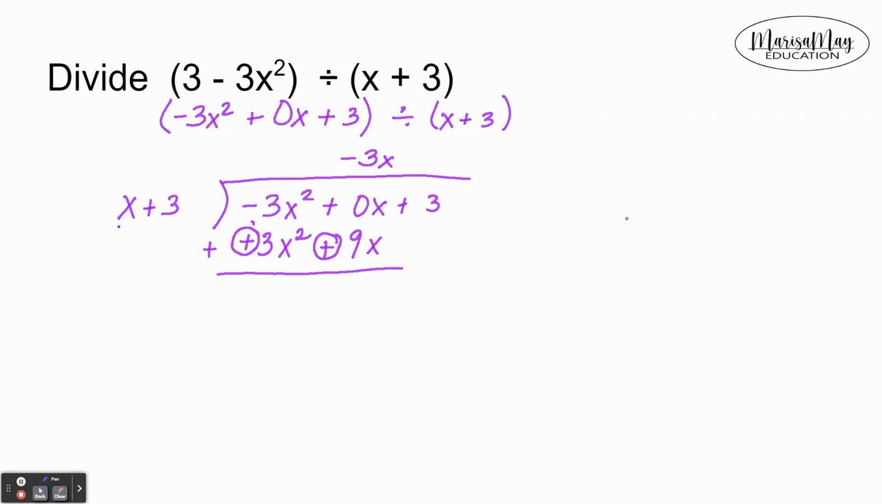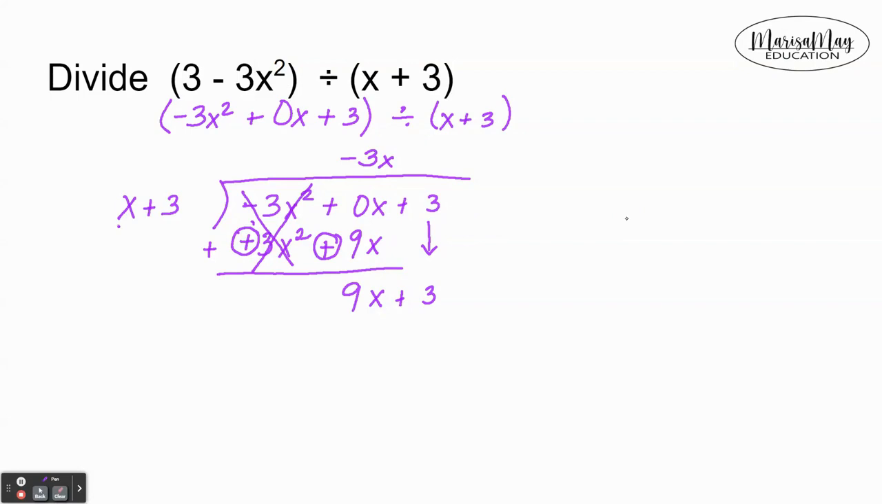All right, now we add. So negative 3x to the second plus 3x to the second, those go away. And then 0x plus 9x gives us 9x. Then we bring down the 3 there.